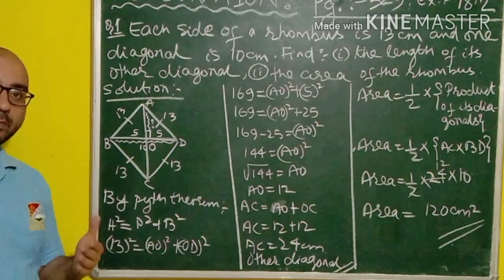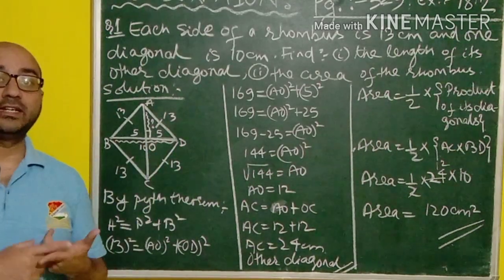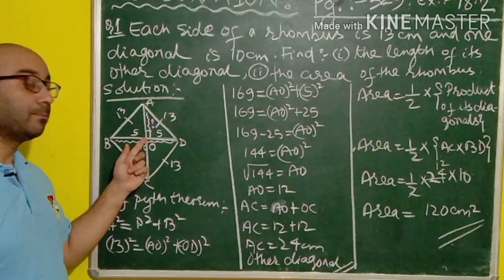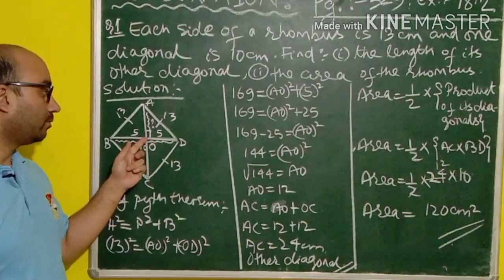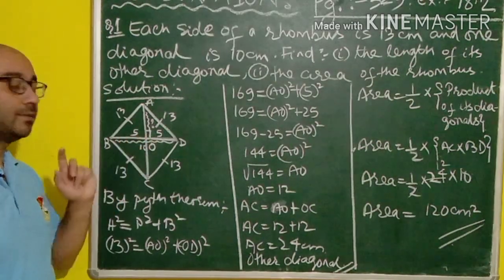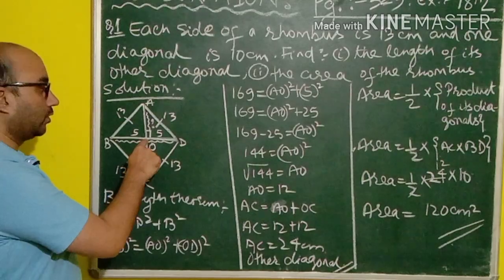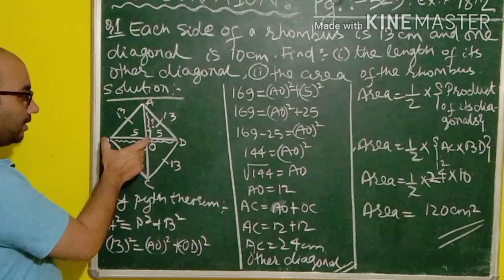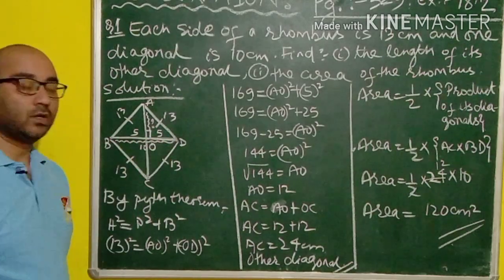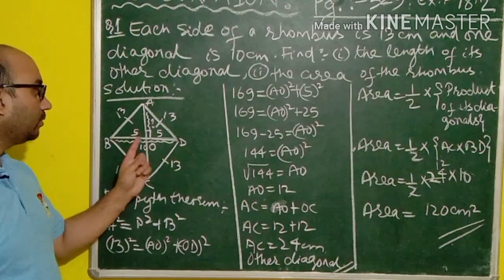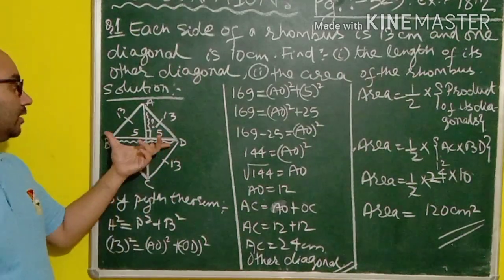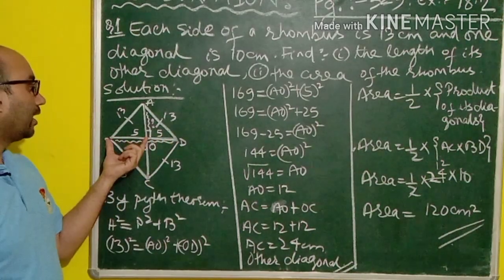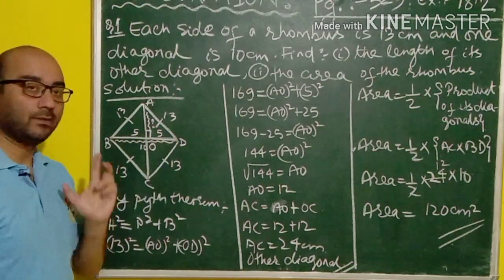The other property of a rhombus says that the diagonals intersect each other at 90 degrees. That means they bisect each other, and wherever they bisect, the angle between them is 90 degrees, a right angle. Both the diagonals intersect here, so let us label this point as O. That means BO and OD are equal to each other. BO will be 5 centimeter and OD will also be 5 centimeter, because the diagonals bisect each other. The entire diagonal is 10 centimeter, so half of the diagonal is 5 centimeter, and the next half is also 5 centimeter.